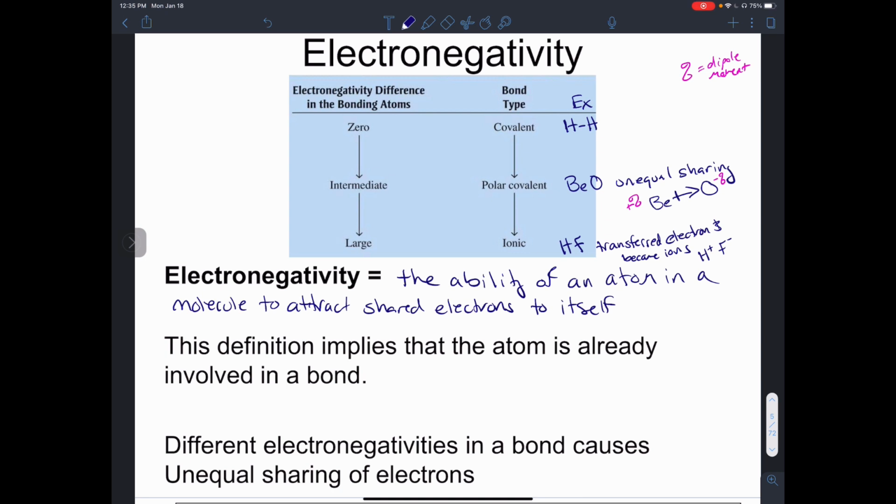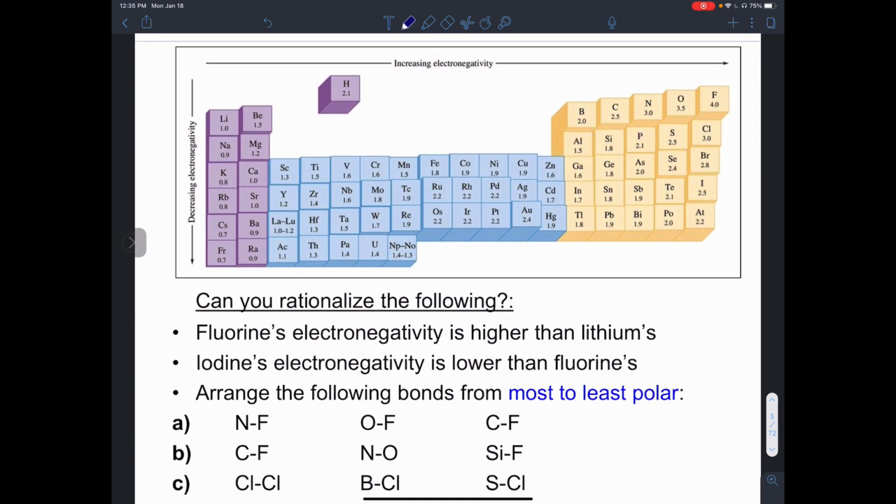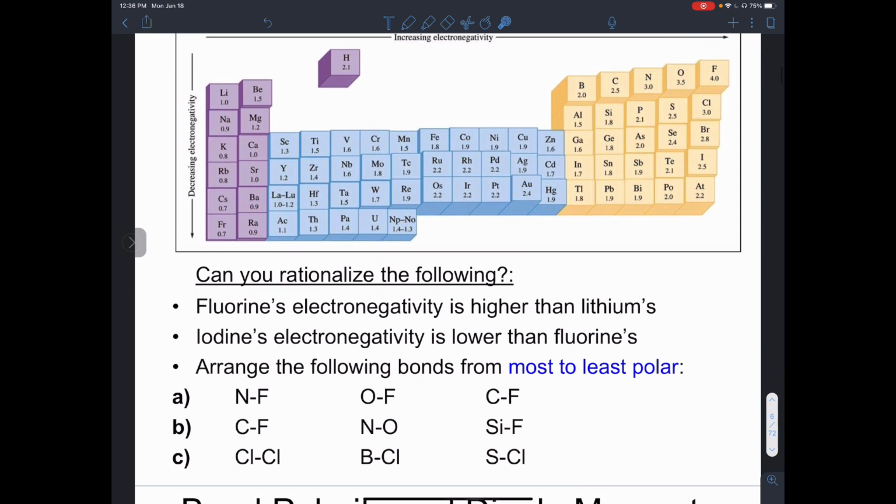So now you should be asking yourself, how am I going to know when one is more electronegative than the other? Here's another periodic trend for you. Electronegativity increases as you go to the right and as you go up the periodic chart, okay? So it increases in this general fashion, and the most electronegative element is fluorine. Fluorine's electronegativity is higher than lithium's. Lithium is on the low side. Iodine's is lower than fluorine's.